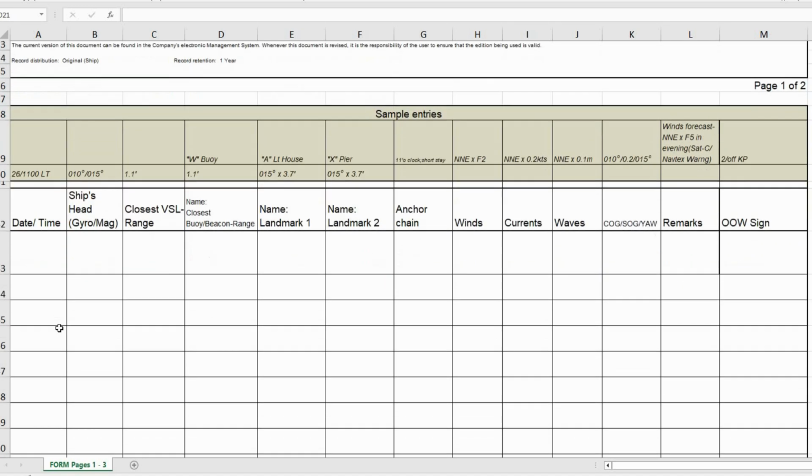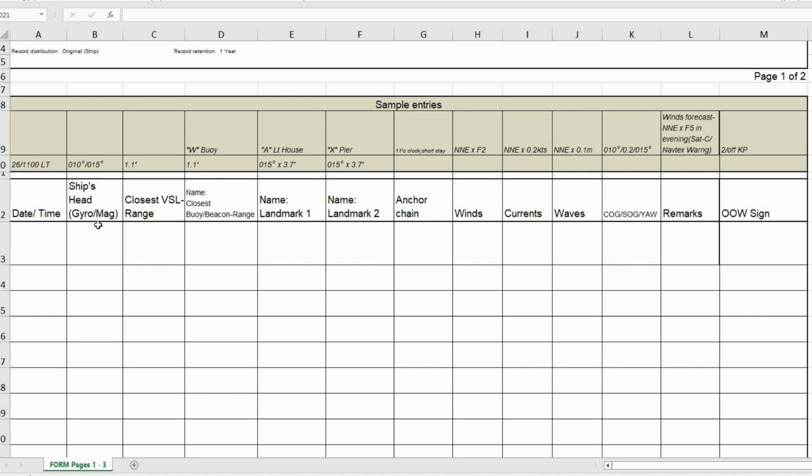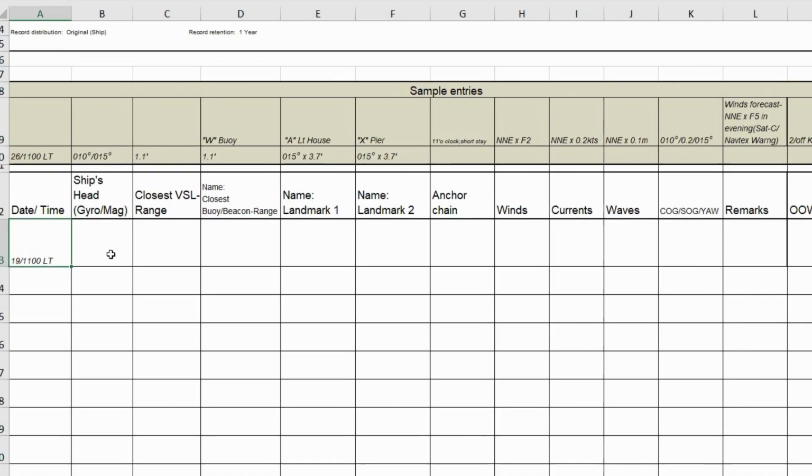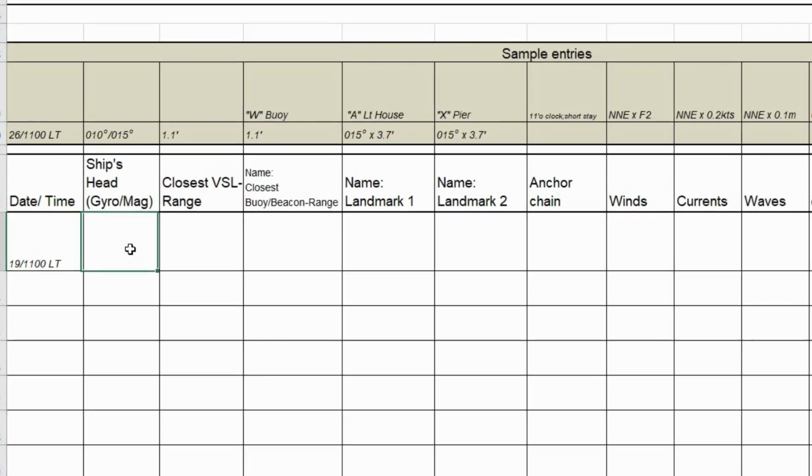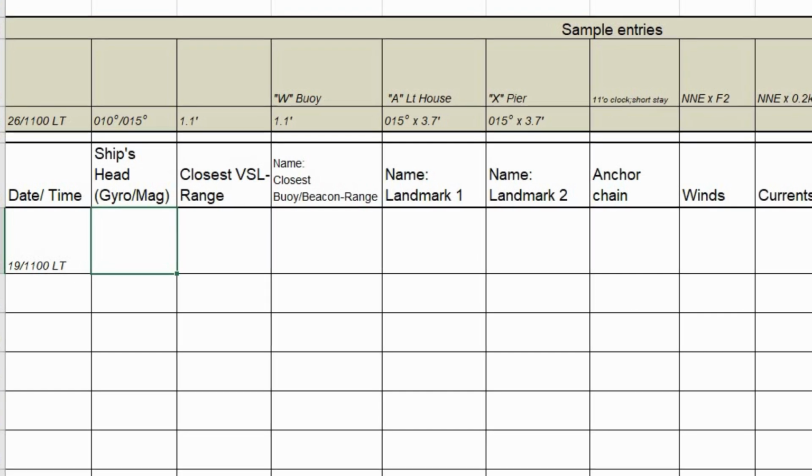So let's look at the next page, the log, where you have to make entries during your watch. So let's see what those entries are. Here is even an example. So date and time, usually every hour. Ship's heading, gyro and magnetic. Closest vessel range. Range is usually monitored by radar.